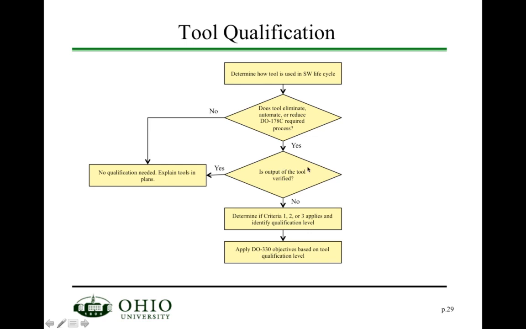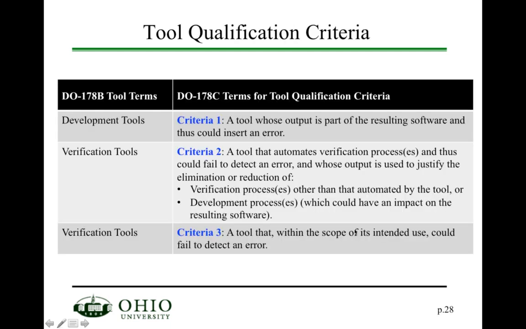If it does, then you have to ask yourself, is the output of the tool verified? If it is verified, again, you don't need qualification, because you double check, you cross check the output of that tool. If that's not the case, then you need to check which one of these 3 criteria applies, and you need to identify what qualification level you need. And then in DO-330, there are objectives associated with these tool qualification levels.